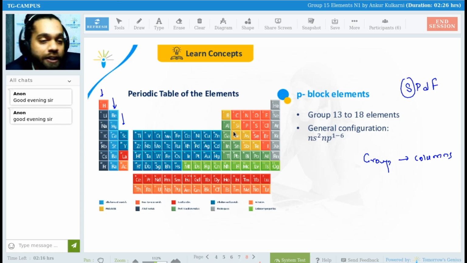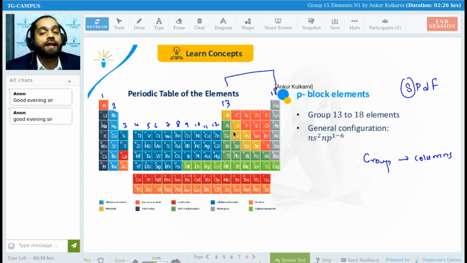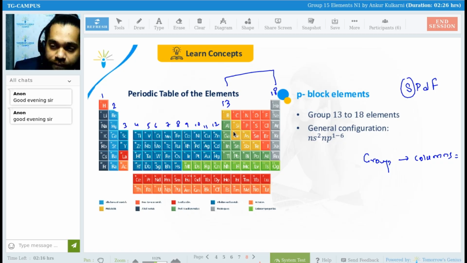The vertical ones are groups. No, I'm talking about groups, not the blocks. Look over here: group 1, group 2, group 3, like that. This is 1, 2, 3, 4, 5, 6, 7, 8, 9, 10, 11, 12, similarly up to 18. So this is 13 to 18. There are 18 groups.